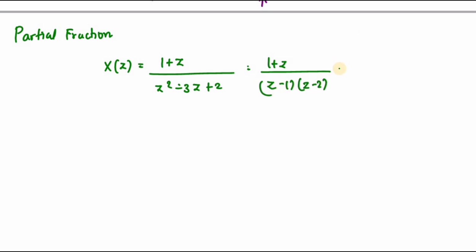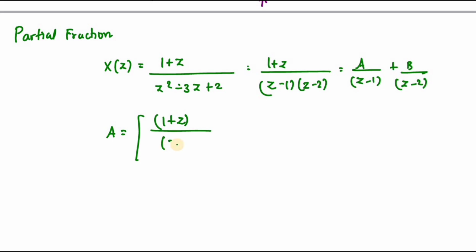Okay, so this I can write as a divided by z minus 1 plus b divided by z minus 2. So what is my a? A is equal to 1 plus z divided by z minus 2, where z value is equal to 1. So if I equate to 0, you will get z is equal to 1. So you have to remove this z minus 1. So we'll get 2 divided by minus 1, that is minus 2.